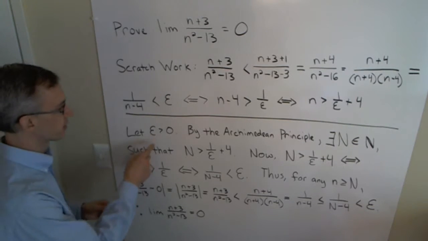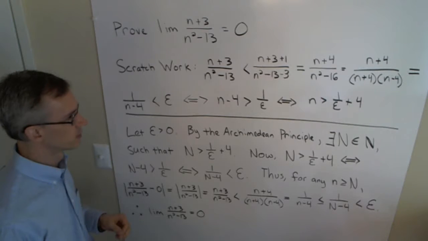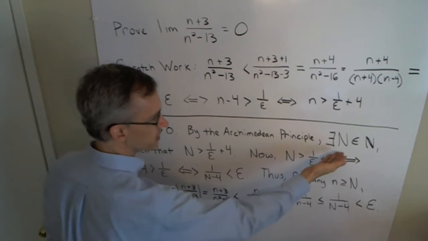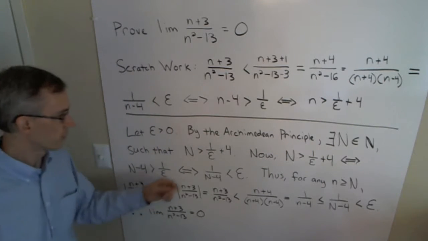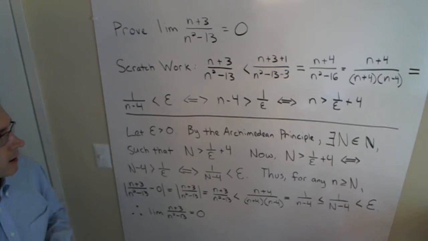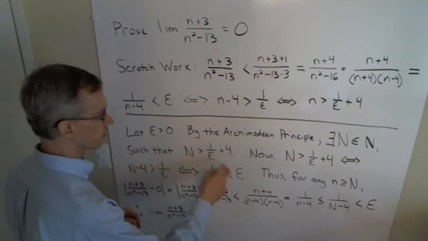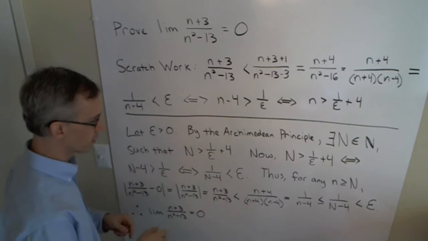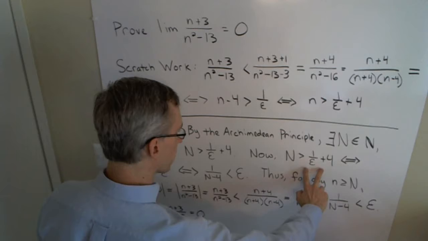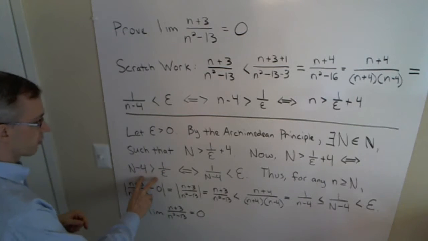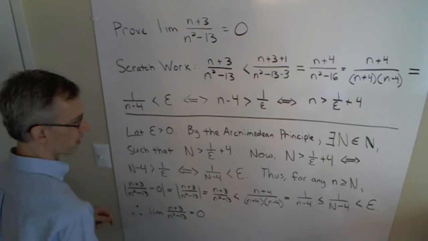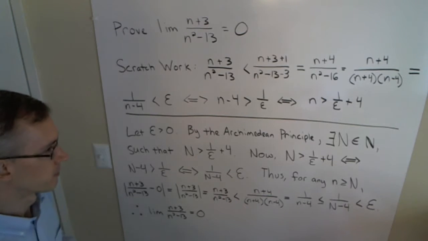We start by declaring epsilon greater than 0. Then, by the Archimedean principle, we know that there exists a natural number N that's greater than 1/epsilon + 4. Now we're going to do some manipulations to turn this expression into something that can be useful in the final line of the proof. So this transforms into N − 4 greater than 1/epsilon, and finally 1/(N − 4) is less than epsilon.